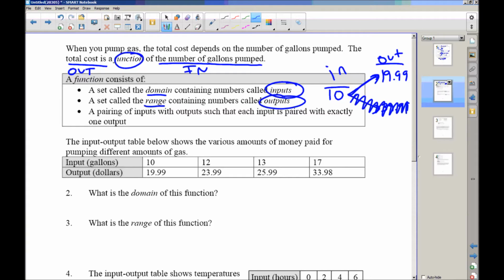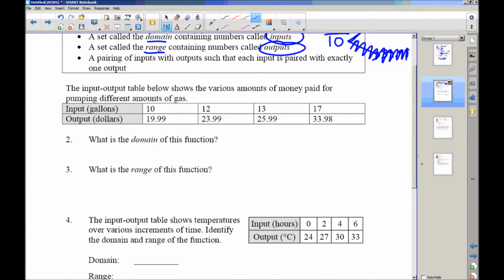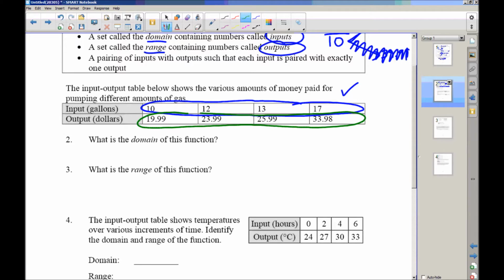Okay? All right, so down below here is an input-output table for the various amounts of money paid for pumping gas. So we have these inputs, 10, 12, 13, and 17, and we have these outputs, $19.99, $23.99, $25.99, and $33.98. So these inputs up above made the outputs down below. So our first question says, what is the domain of the function? Remember, the domain is the list of inputs. So that's the 10, 12, 13, and 17.